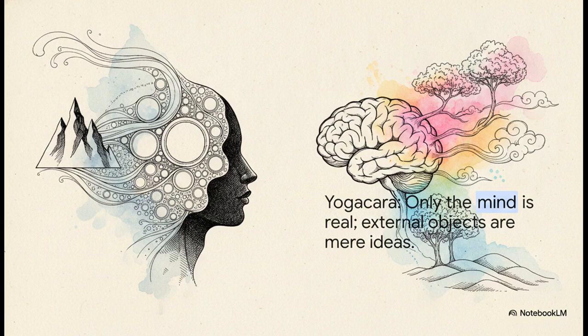Madhyamika, which was founded by Nagarjuna, declares both the mind and the external world as sunya. And remember, sunya absolutely doesn't mean zero or nothingness. It means indescribable or lacking an independent essence. Yogacara, on the other hand, strictly defends the reality of the mind or vijnana. A great memory trick? Yogacara involves yoga, which happens in the mind. It's a form of subjective idealism, where external objects are just mere ideas.